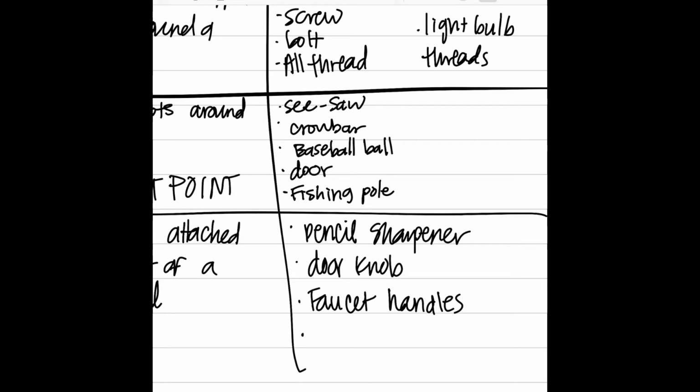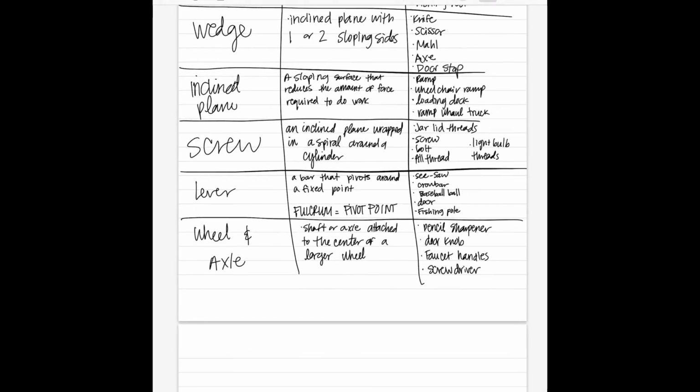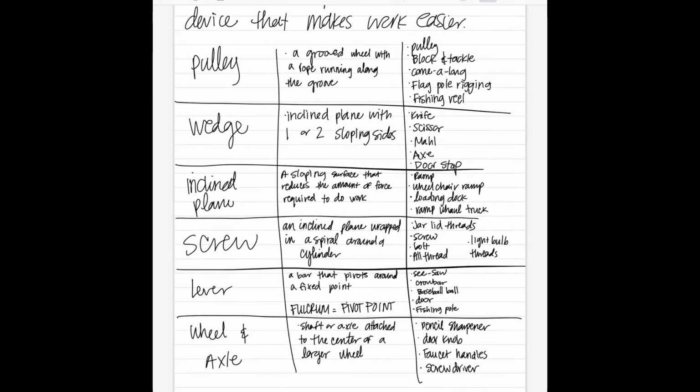Another one would be a screwdriver. Okay, even though the wheel on a screwdriver is really, really small, you're still going to rotate it. You still got something rotating around a shaft. So it's a screwdriver. Okay, so those are all the examples of these 6 simple machines.